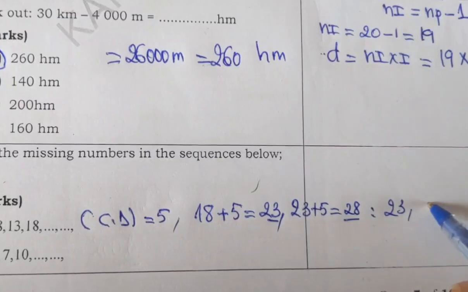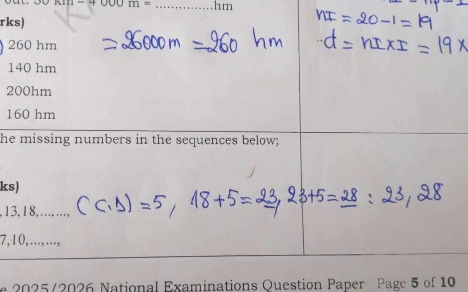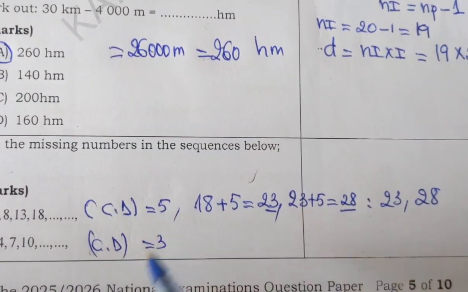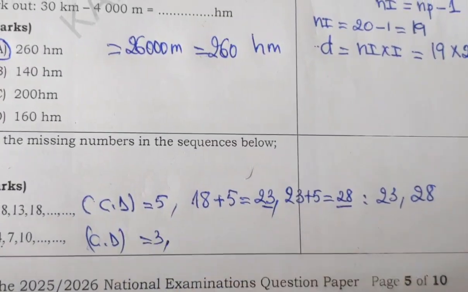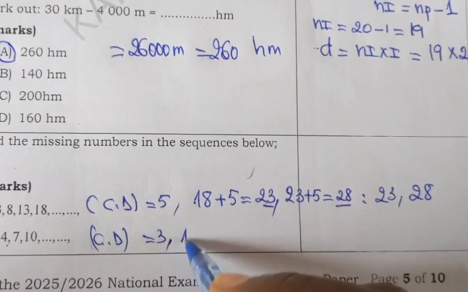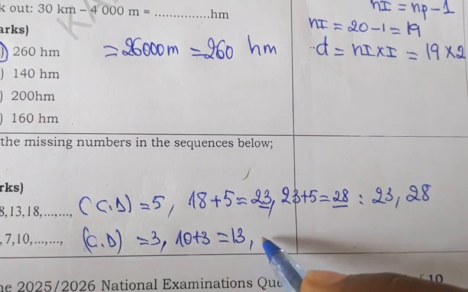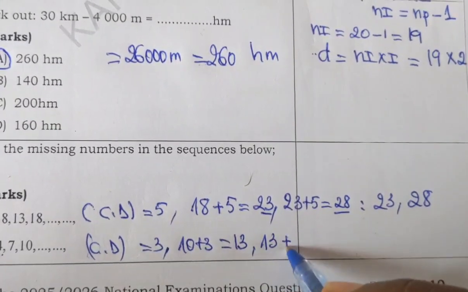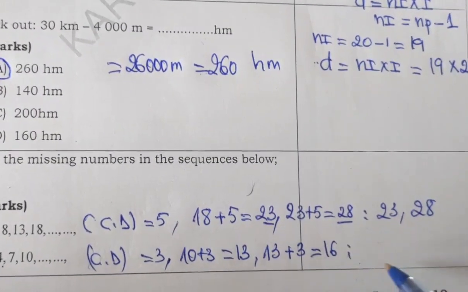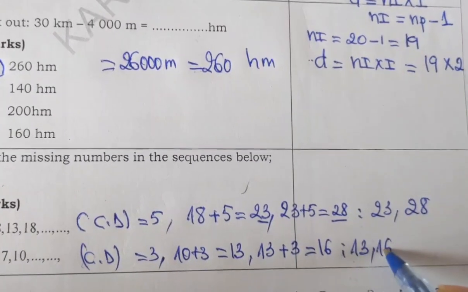And then here for B, the common difference is 3, because it's 4 minus 1. To mean you are going to be adding 3 each time. And then here 10 plus 3 becomes 13. And then here 13, I'm going to add also 3 and it becomes 16. Then to mean that the missing numbers will be 13 and 16.